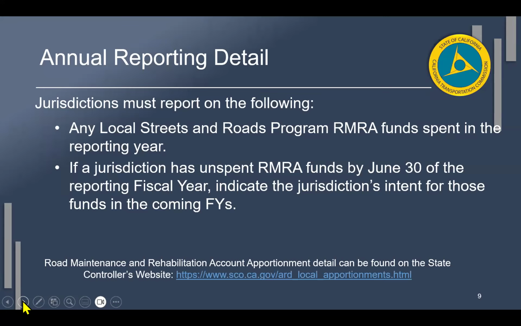If a jurisdiction has unspent RMRA funds by June 30th of the reporting fiscal year, you're going to indicate the jurisdiction's intent for those funds in the coming fiscal years. This is mainly focusing on those jurisdictions who are reserving their funds and trying to accrue enough in order to deliver a singular project. We see this more for our small rural cities and towns.